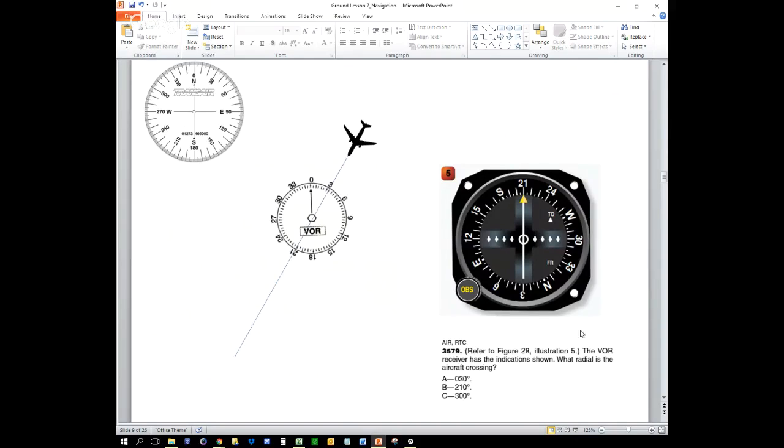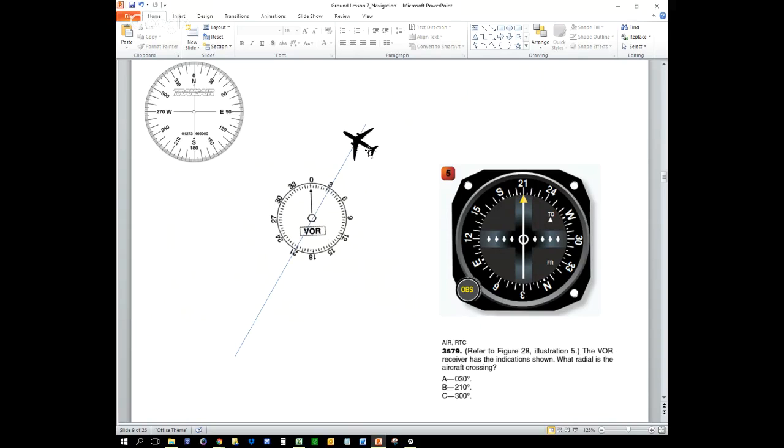So just for point of exercise, according to the VOR, we would be flying from the 030 radial because that's the radial we are on. And the question is asking what radial is the aircraft crossing? So I'm going to reconfigure our airplane just to make the question a little bit easier to understand. If I'm flying the airplane like that, I'm technically crossing the 030 radial if my VOR looks like this.